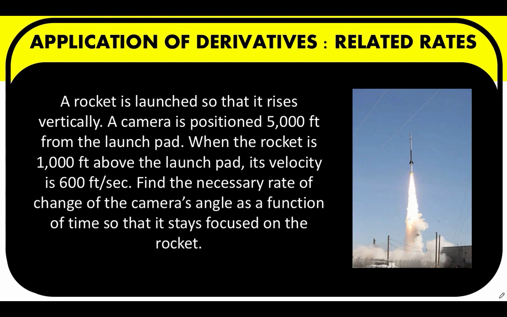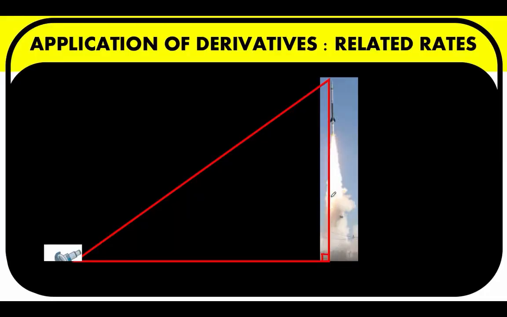Okay, let's solve this problem together. You have a rocket that's rising vertically. That means the angle here is 90 degrees. And you have this camera that is tracking the movement of the rocket. The angle formed between the horizontal ground and the line of sight to the tip of the rocket is variable, denoted by theta. And there's a fixed distance between the camera and this point where the rocket is launched, and that distance is 5,000 feet.